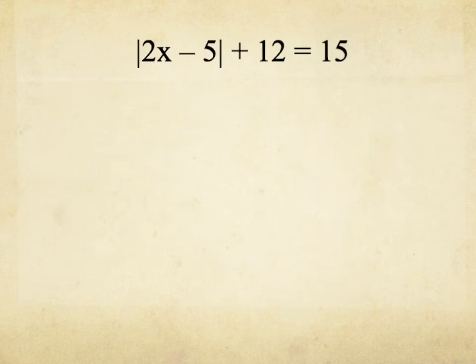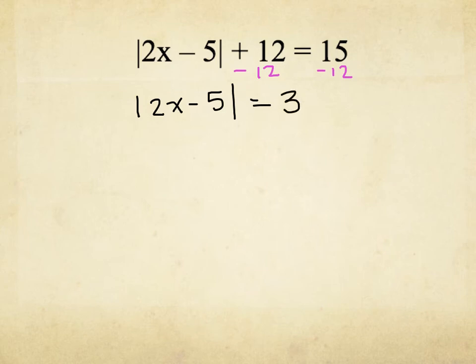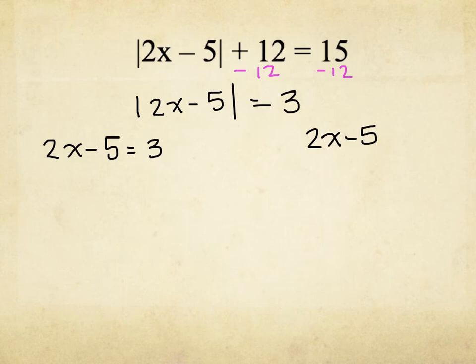The next problem is the absolute value of 2x minus 5 plus 12 equals 15. So we need to get the numbers on one side and the absolute value on the other side. So I'm going to subtract 12 from both sides. I get the absolute value of 2x minus 5 equals 3. And that is positive, so that means I need two equations: 2x minus 5 equals 3, and 2x minus 5 equals negative 3.